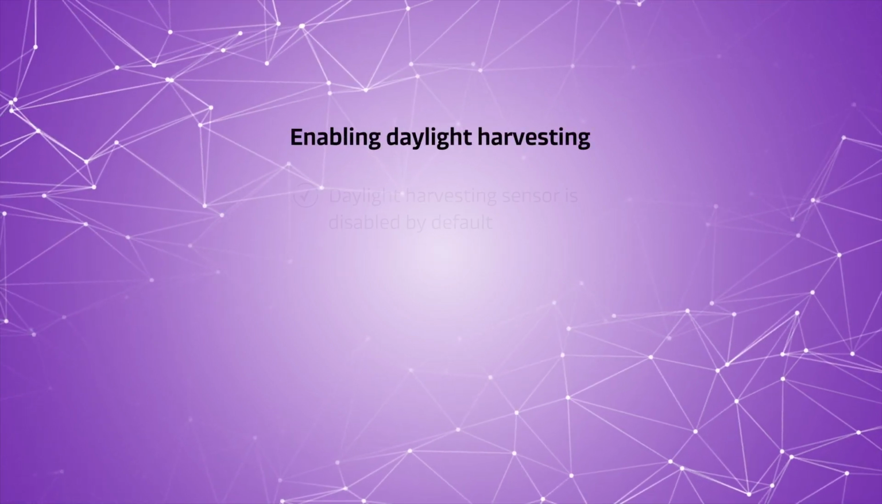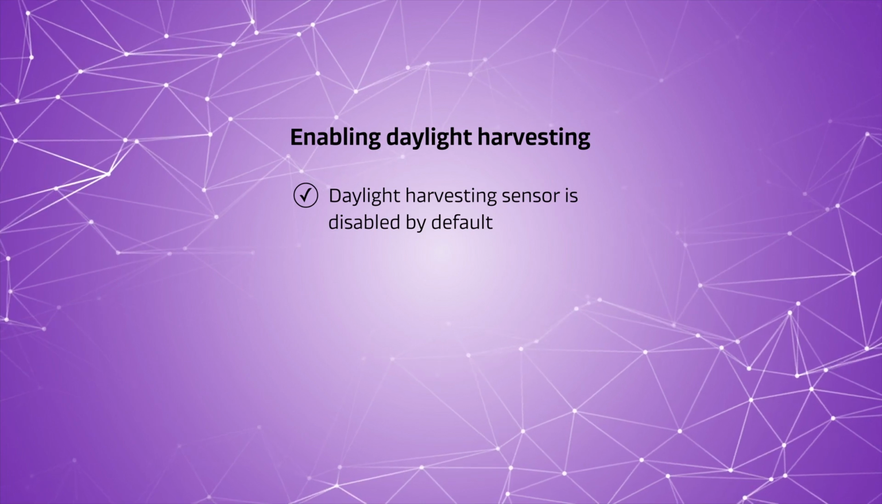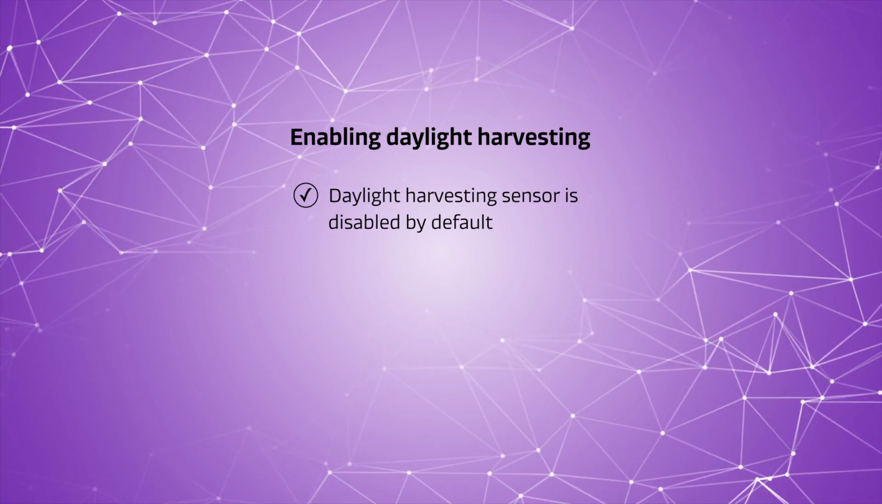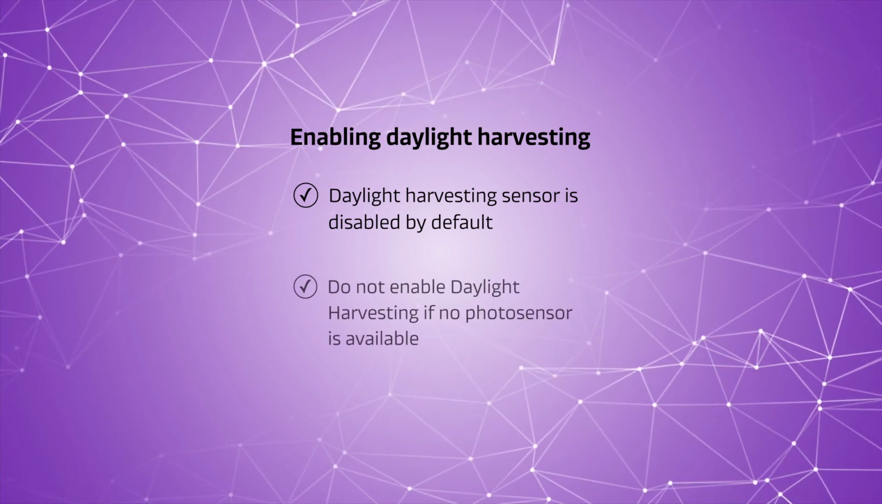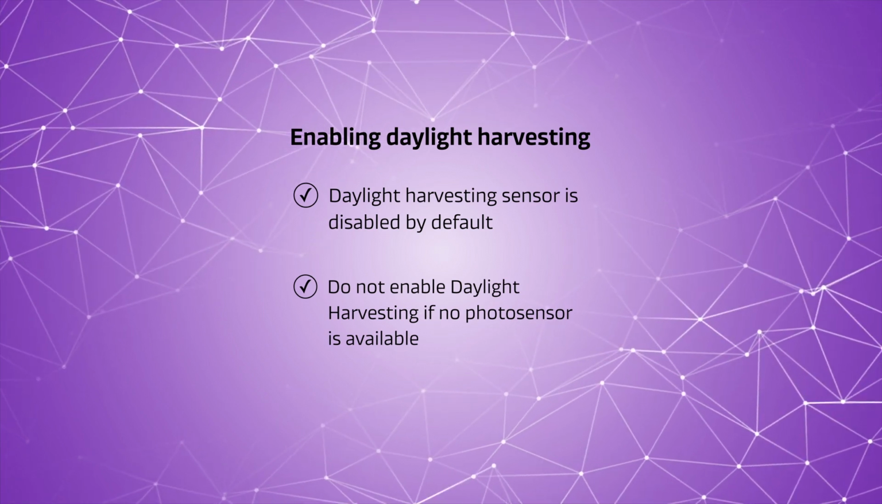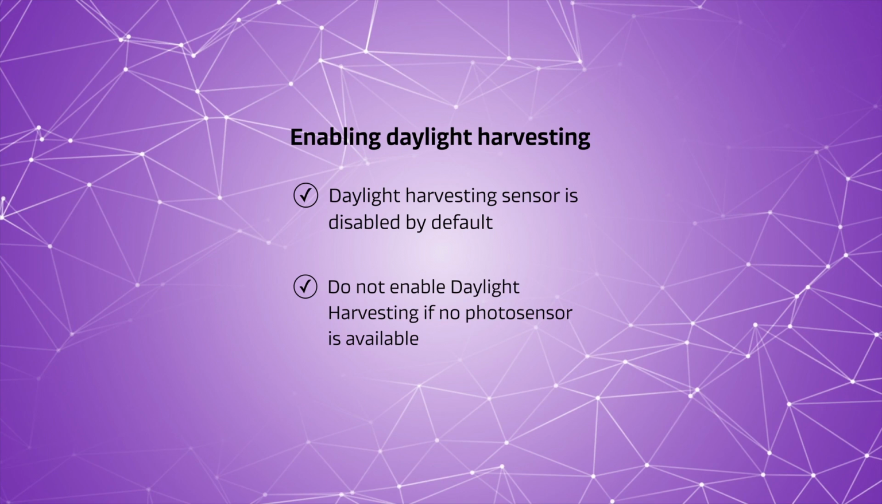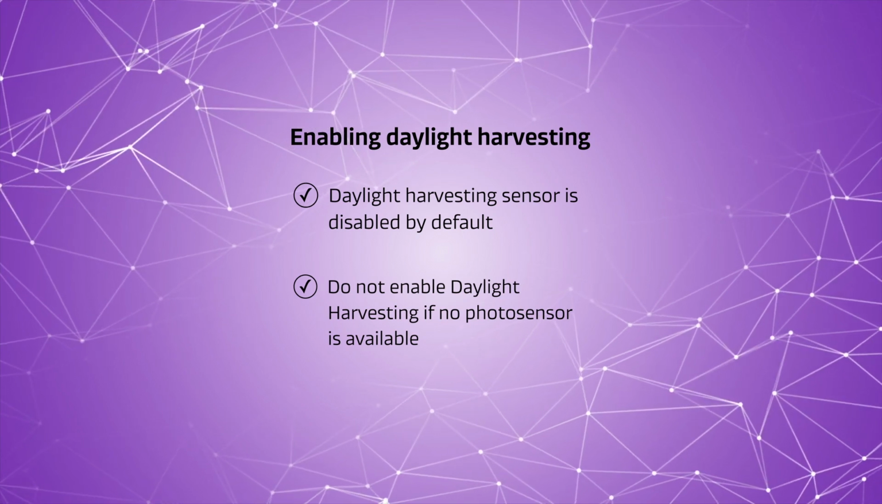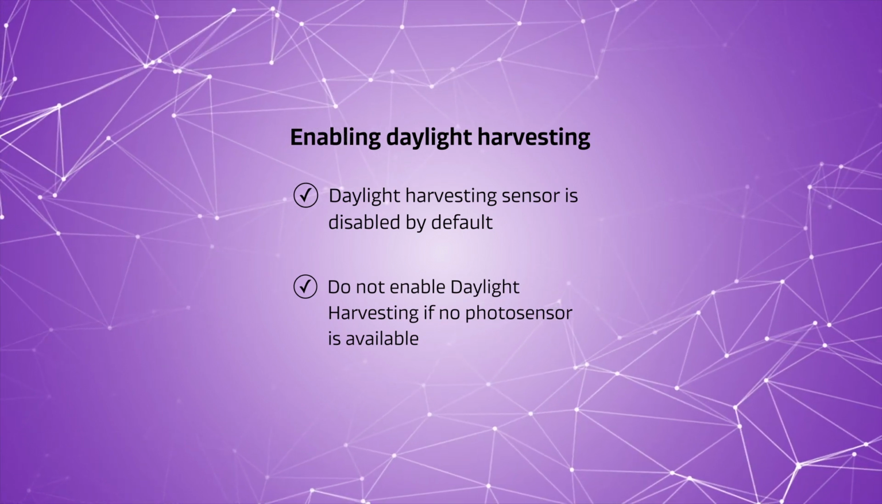Step 1. Enabling daylight harvesting. Daylight harvesting is disabled by default. To enable it, follow these steps. 1. Ensure that your light fixtures are equipped with photosensors. If no sensor is installed, do not enable daylight harvesting, as the lights may dim randomly due to the system's inability to detect ambient light levels.